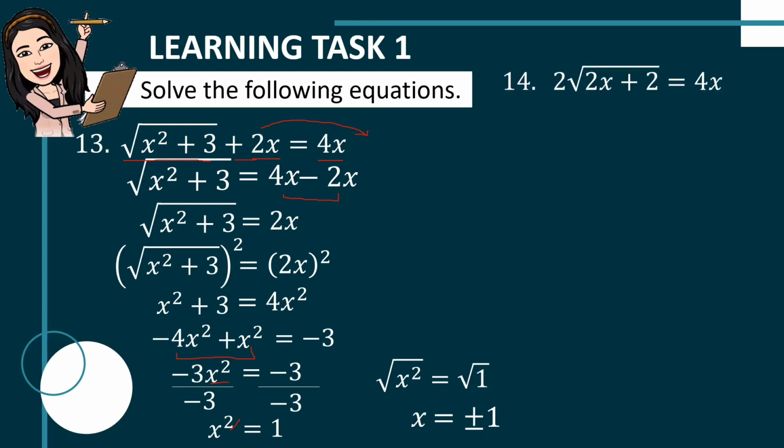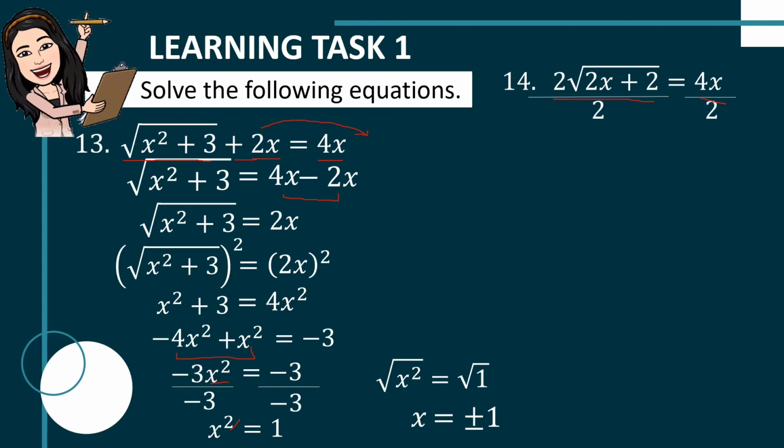Okay? Next, number 14. Our given is 2 square root of 2x plus 2 is equal to 4x. So, here, how many terms do we have? Okay, dalawa lamang po ulit. So, therefore, proceed na tayo sa raising to the power. Ang index natin ay 2. So, therefore, yan. So, hindi pala pwede. Pwede rin pala natin i-simplify siya. I-simplify na agad. So, here, pwede natin siyang i-divide by 2. Tama ba? Kasi ang 4 divisible naman siya by 2.